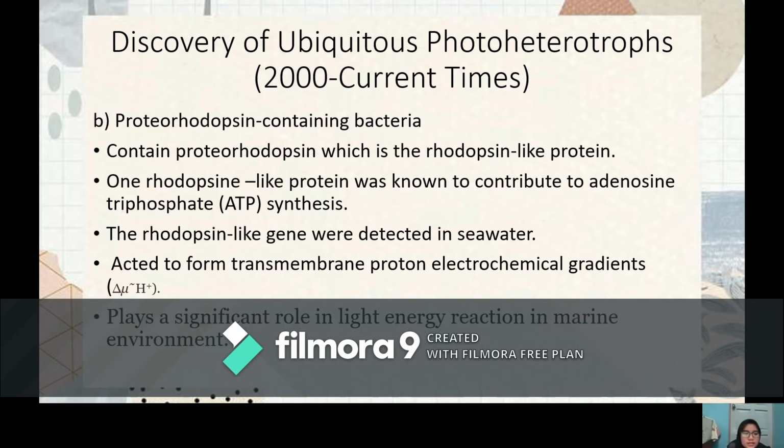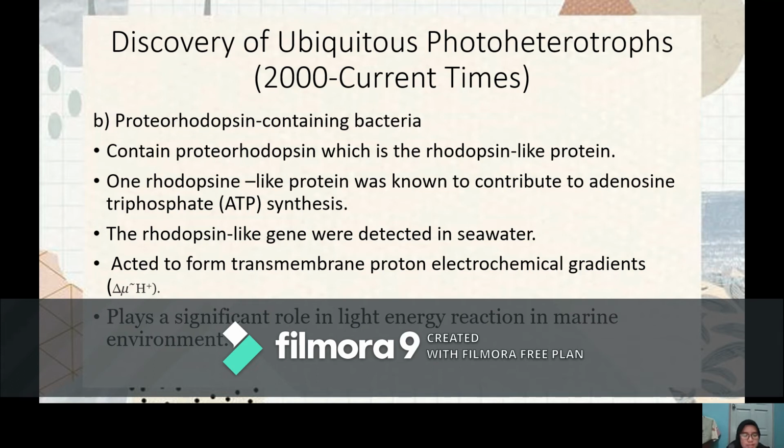The second one is proteorhodopsin-containing bacteria. These bacteria contain proteorhodopsin, which is a rhodopsin-like protein. One rhodopsin-like protein was known to contribute to adenosine triphosphate, ATP, synthesis. Rhodopsin is very sensitive to light. It is still able to obtain light at low light intensity.